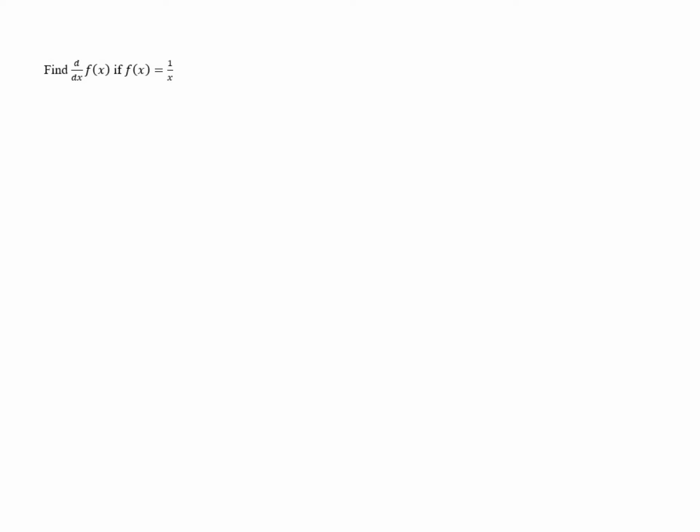Find d over dx of f of x if f of x equals 1 over x. Now, this is just another way of saying that we're taking the derivative. D over dx means we're taking the derivative with respect to the variable x. And this is a function of x, so it all lines up. So again, we need the limit definition of the derivative.